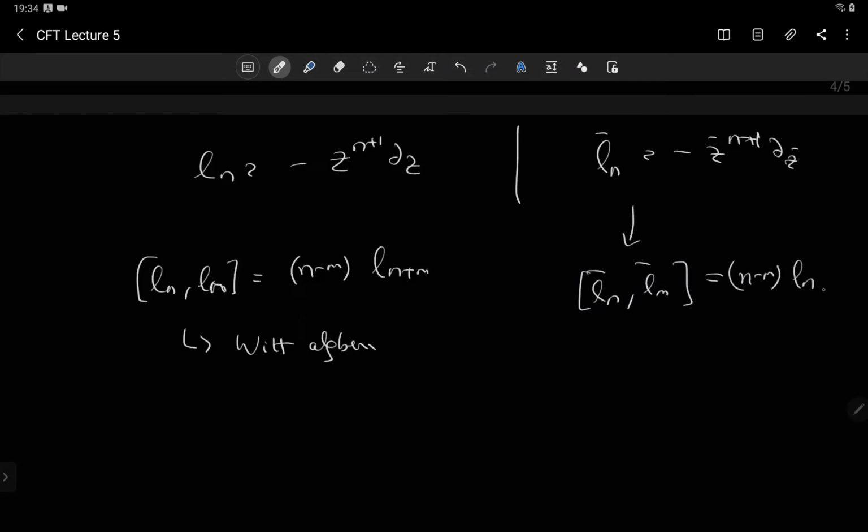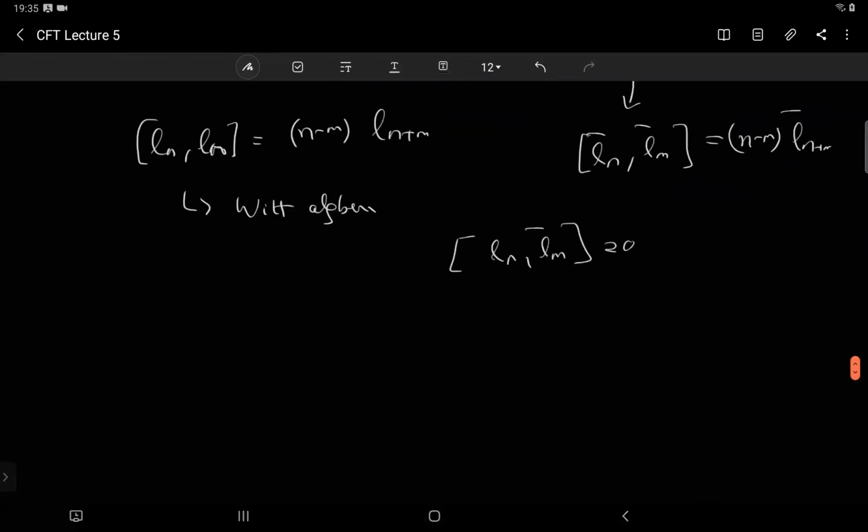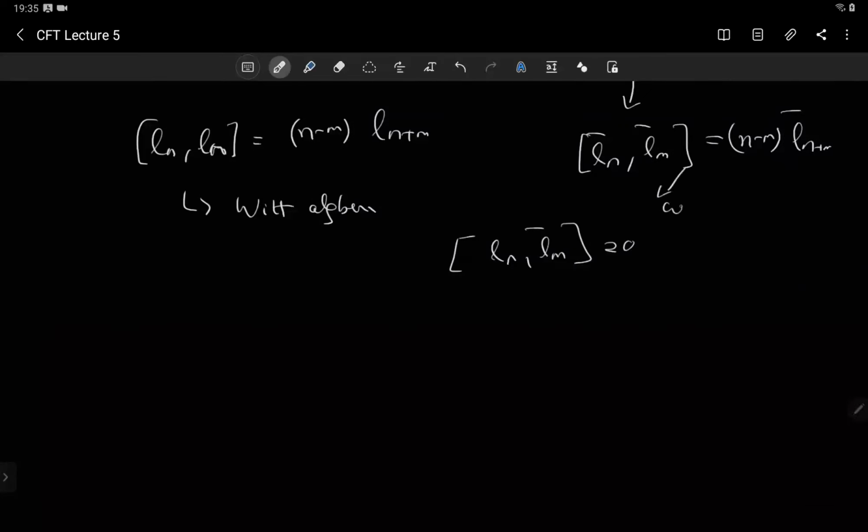Also, the commutator of l_n and l_m bar is 0. So these are just two independent copies: one is on z, one is on z bar, and they do not mix because the derivative of z bar with respect to z vanishes. Both of them are called Witt algebras. So the generators form two copies of the Witt algebra.